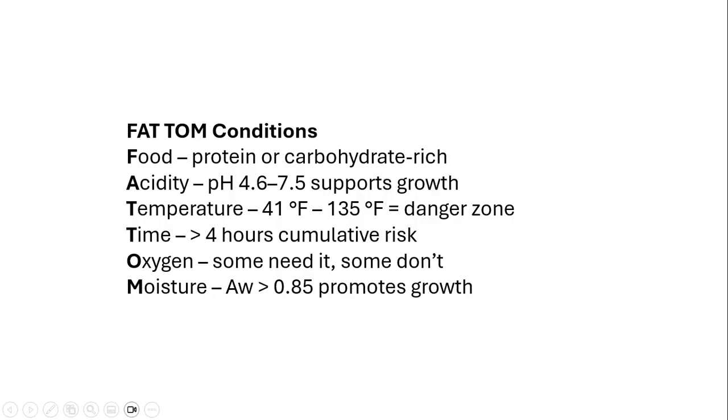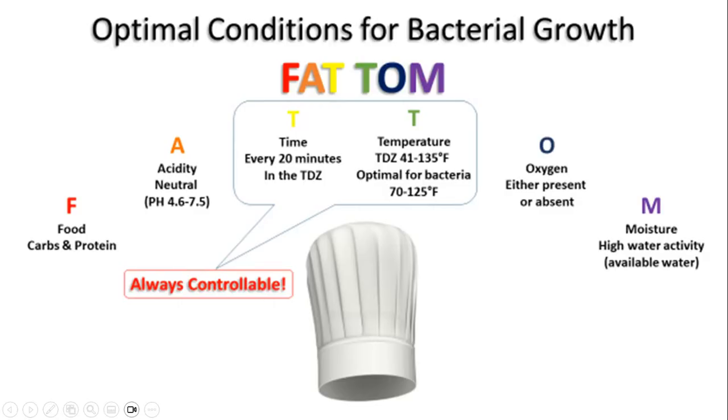Okay, so let's talk about how bacteria love to grow. They love to grow with all the things we know about Fat Tom. So we have food, acidity, time, temperature, oxygen, and moisture. When we look at food, carbs and proteins are their most preferred items to enjoy because they're kind of like us. Always remember that. Whenever you get questions on bacteria, they're kind of like us. They love to eat carbs and protein.